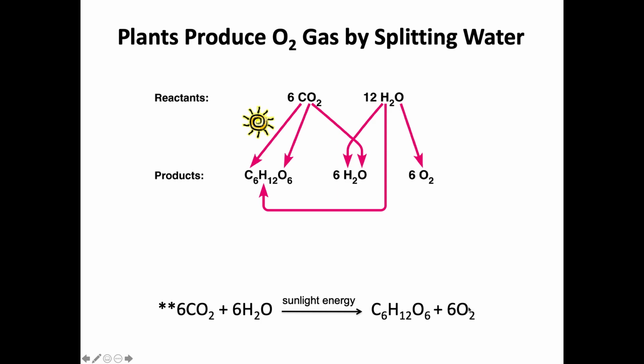It was thought that these oxygen molecules came from carbon dioxide, but scientists radioactively labeled the oxygen atoms, and they discovered that the oxygen molecules actually came from splitting water, hydrolyzing water, breaking down water to produce oxygen gas.